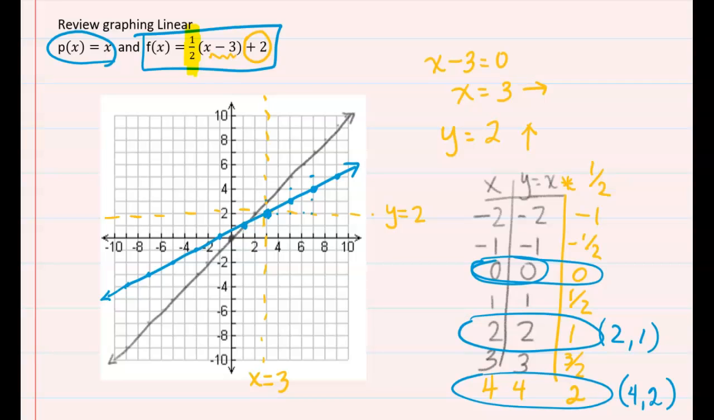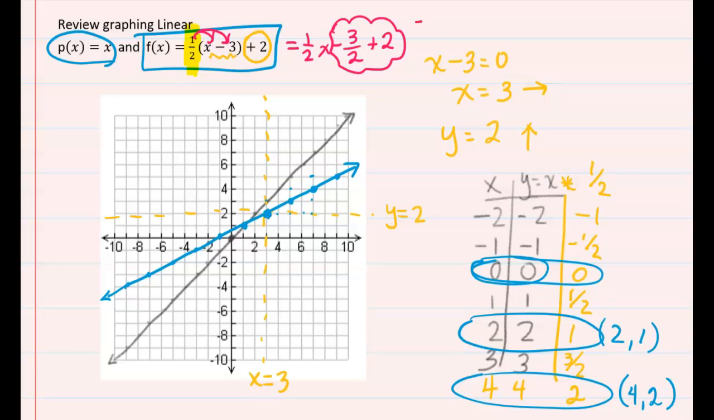So we graphed it using transformations, but let's take a look and see if we can graph this the old-fashioned way. So I'm going to put it in red. If I were to simplify this, I would do my distributive property, and I would get 1/2 x minus 3/2, and then plus 2. Then I have to figure out fractions here, right? So remember that 2 is the same thing as 4 over 2.